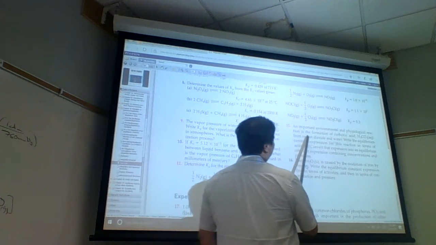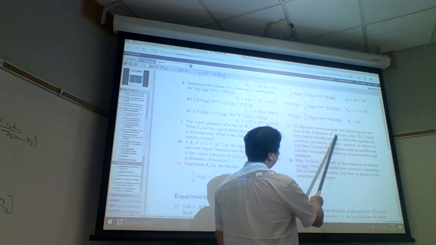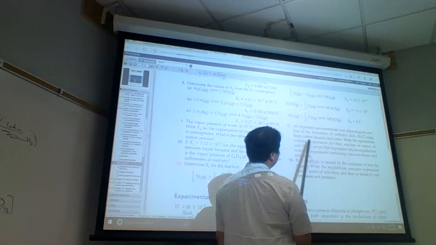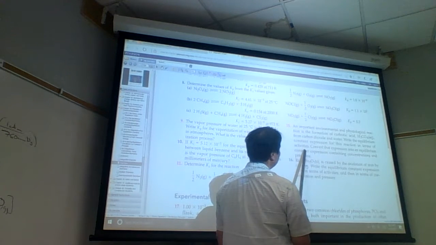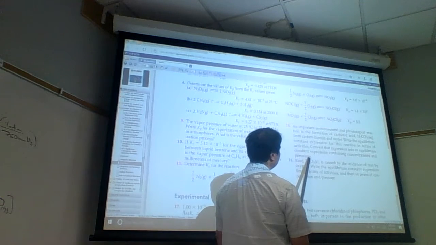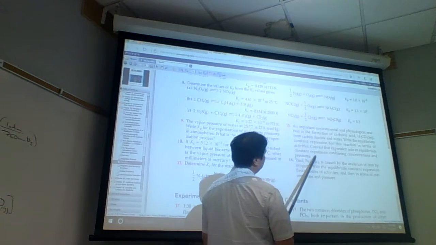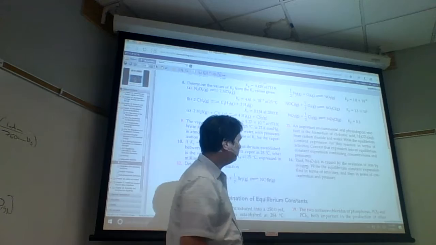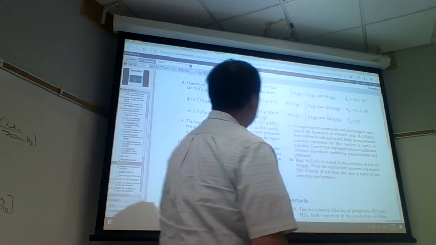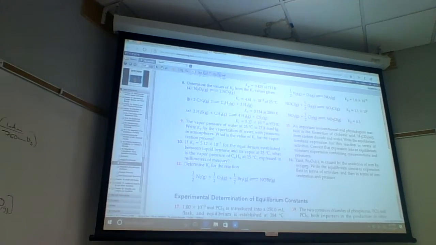An important environmental physiological reaction is the formation of carbonic acid, H2CO3, from carbon dioxide and water. Write the equilibrium constant expression for this reaction in terms of activities. Convert the expression into an equilibrium constant expression containing concentrations and pressures. You could do that one here quick.